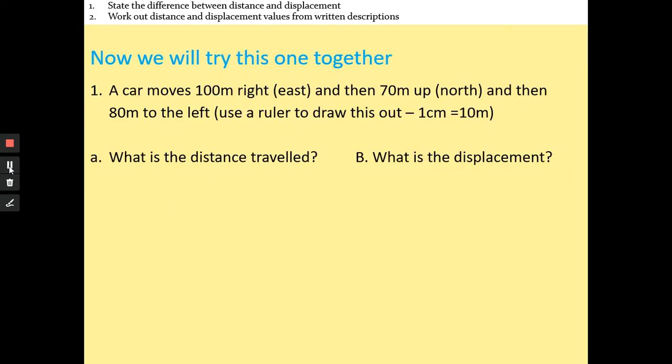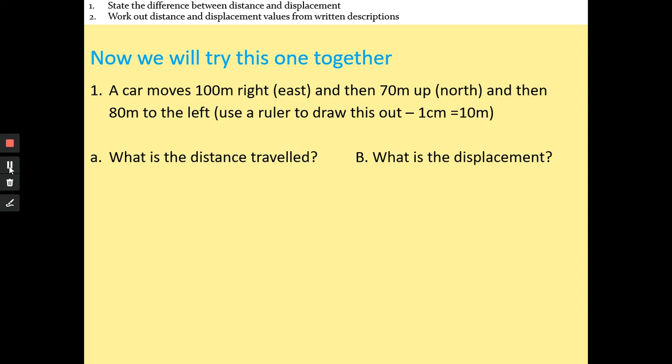Now we're going to have another go together, but this time you're going to draw it with me. So get yourself a pencil and your ruler ready and make sure that you've got a nice space on your page to draw this route out. So let's read the route first so we can think about it. The car's going to move 100 meters east, and so that's right on our page. It's then going to move 70 meters north, and so we're going to go up. And then it's going to move 80 meters west, and so that's left on my page.